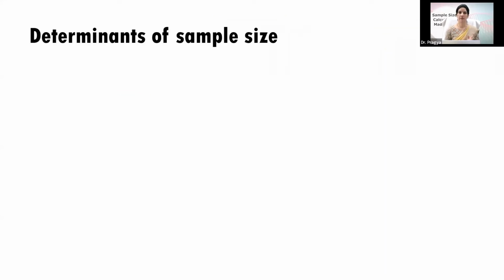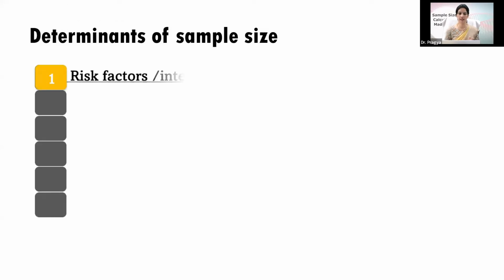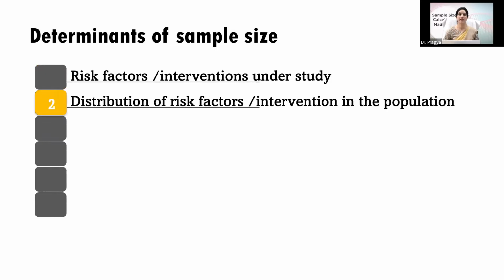So now there are various determinants of sample size. The first determinant of sample size, and the most important, is the risk factors. What are the risk factors? Or if you are studying any intervention, what is it? Then what is the distribution of that risk factor or intervention in the population?